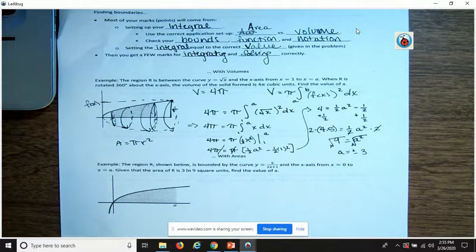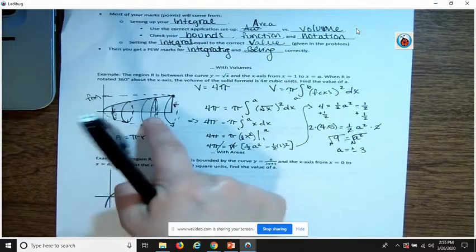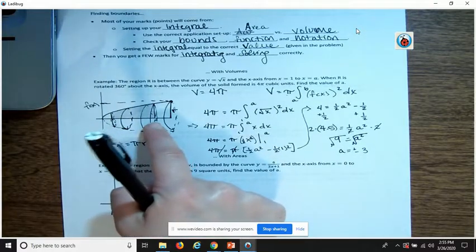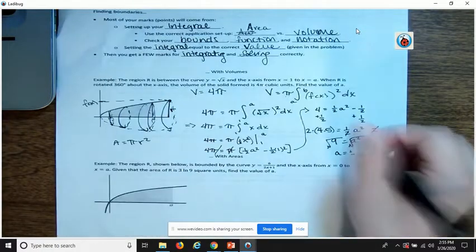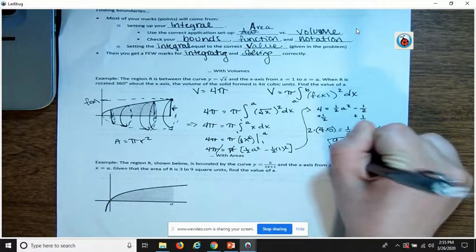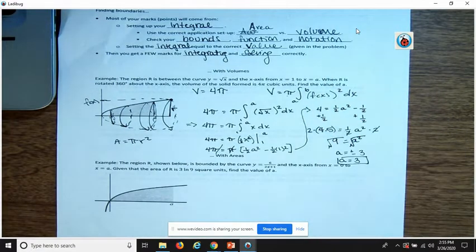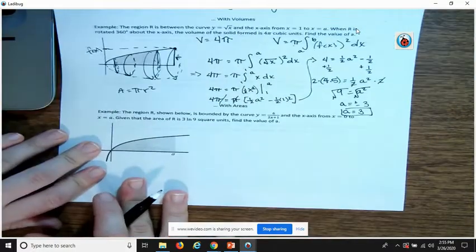Now, if you look, a was here. I've covered it up with a lot of things. But a was clearly the positive value. So we know that a equals positive 3 is the correct choice. Okay, so there's our first volume of revolution problem. Yay!